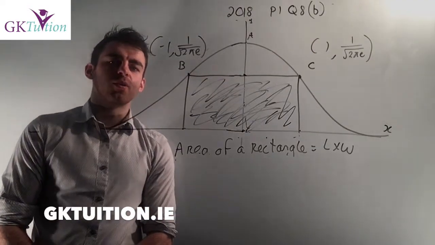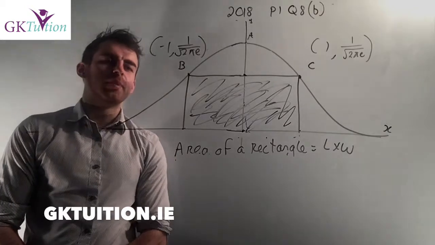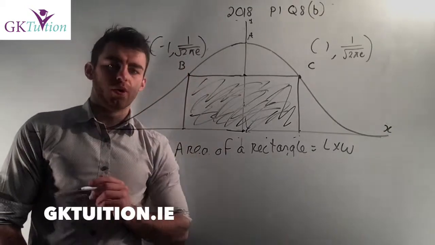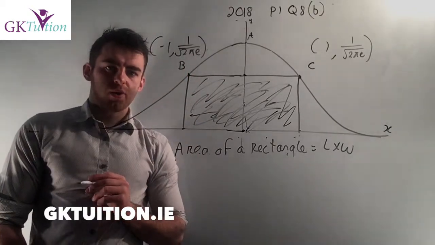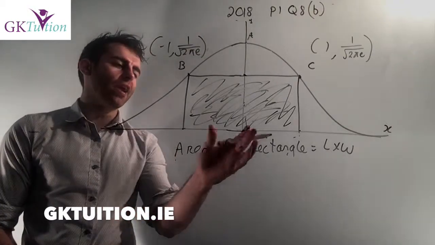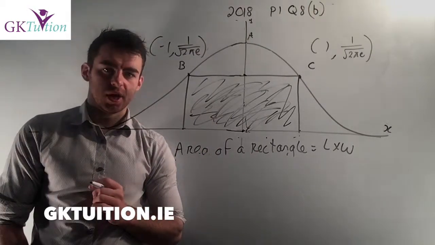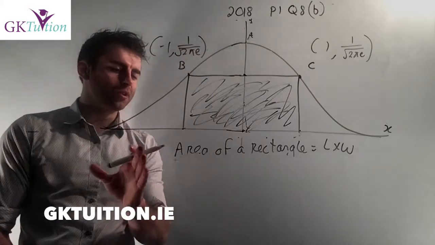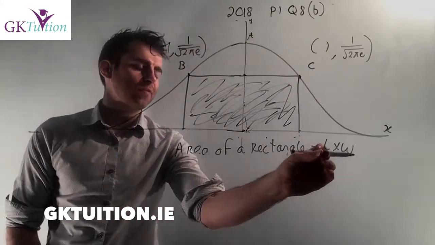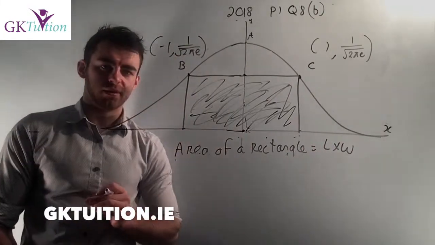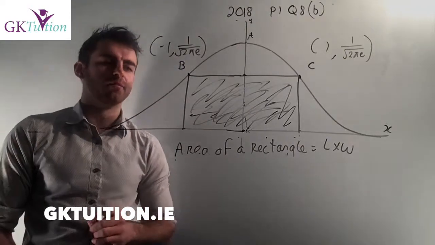In the second part of this question, we're told that the coordinates of B are minus 1 and 1 over root 2 pi e. We're asked to use this information to find the area of this shaded rectangle. So the first thing you should realize is I'm just looking for the area of a rectangle, which means I need to find the length and multiply it by the width. So that's the first thing you should write down.